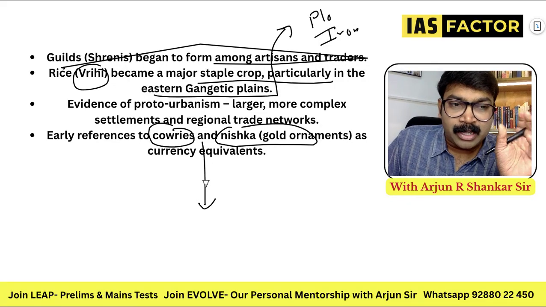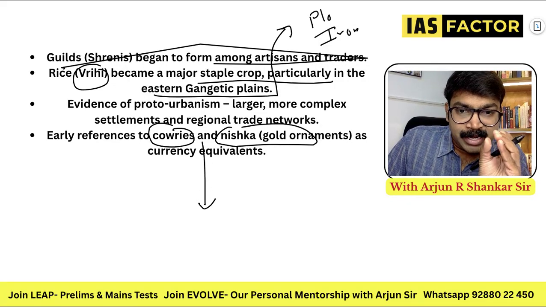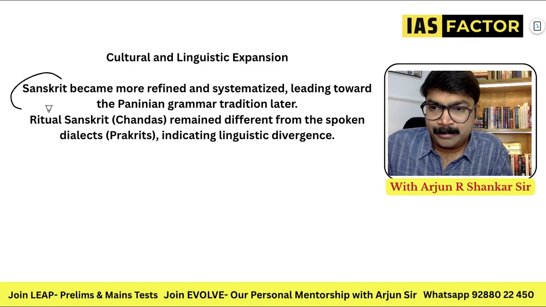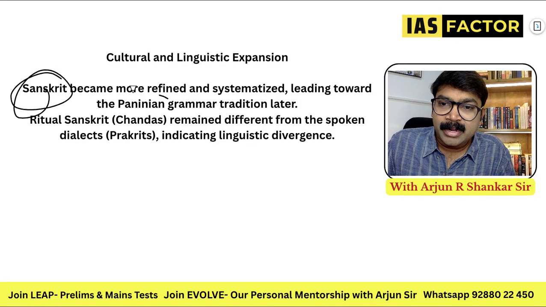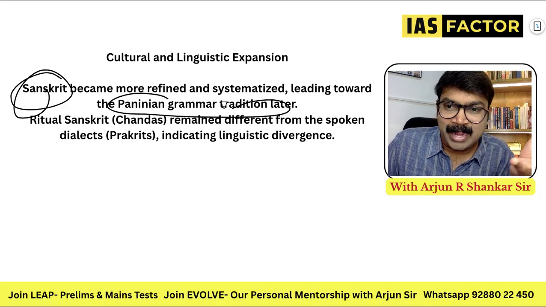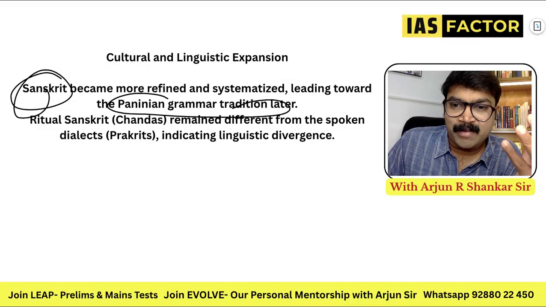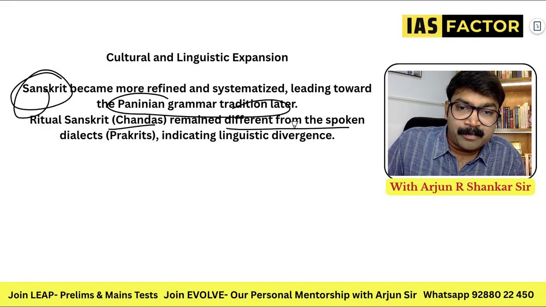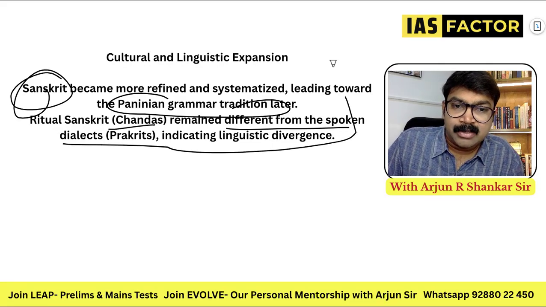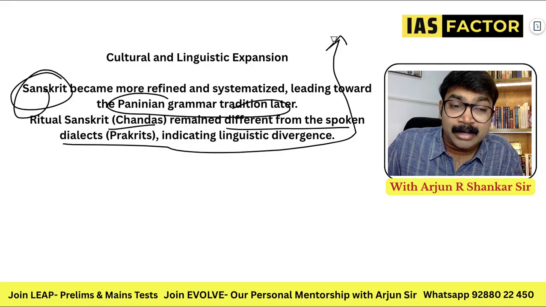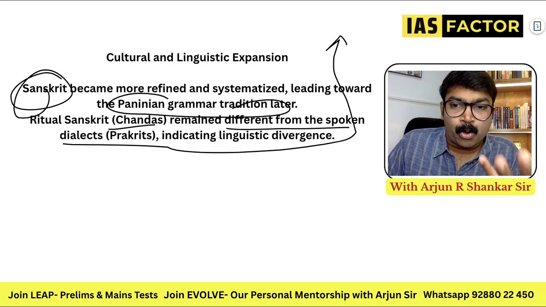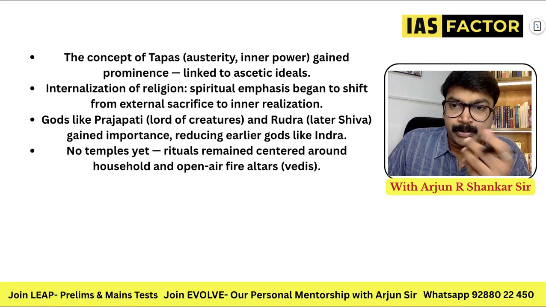You must have heard about the karshapana, cowries, nishka; all these were the currency of these times. And Sanskrit became more refined. Later on, Panini came in, not at this time, but Sanskrit became very popular. The ritual Sanskrit, Chandas, remained different from the spoken dialects, Prakrits. So spoken and written were entirely different.